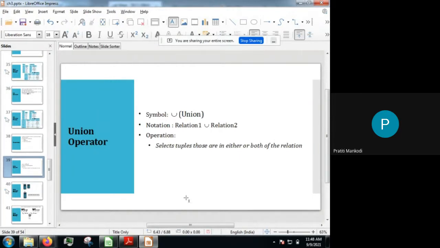Union. What is union? Again we know, it is a set theory concept only. Notation is also the same, U. Relation 1 union relation 2 operation selects the tuples that are in either or both of the relations. Am I clear? So your union operator is actually a binary operator which takes two relations.